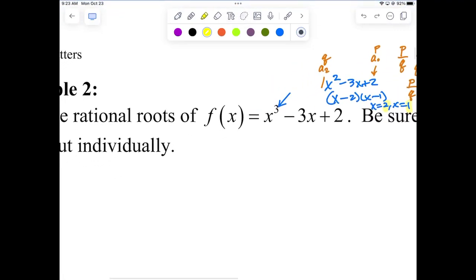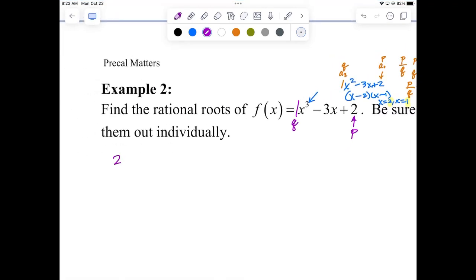So here's what we would do. We would do the exact same thing. We would identify the leading coefficient. Let's just do it again. The leading coefficient is 1. That's what we're calling Q. And then this back here, your constant, is what we're calling P. So let's list the factors of 2 first. These are your P values. You're going to do plus or minus 1 and plus or minus 2. Those are the only 4 integer factors of 2. Would you agree?